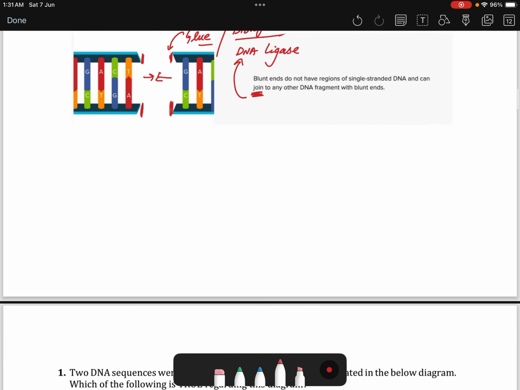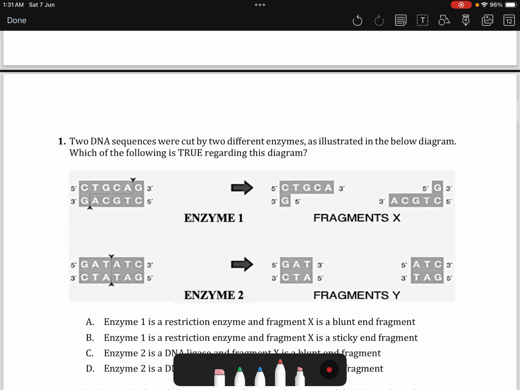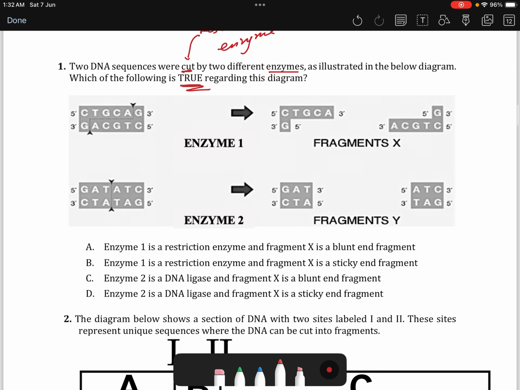Now, moving to the next one, gel electrophoresis. But before we go to gel electrophoresis, let's do some questions. Two DNA sequences were cut. We know they are cut by a restriction enzyme, since whenever you have a cut, it's very clear it's by a restriction enzyme. They are cut by two different enzymes as illustrated in the diagram below. Which of the following is true regarding the diagram? So we need to look into the diagram. Enzyme 1, when you see this cut, of course it's going to give you a sticky end, and when you see this one, it's going to give you blunt. So this will result in sticky and this will result in blunt.